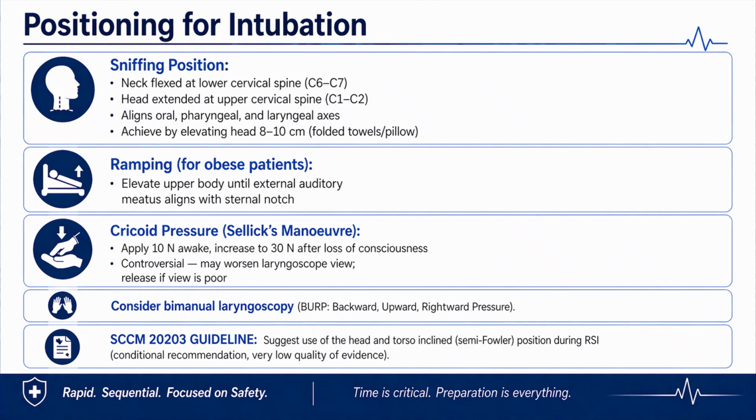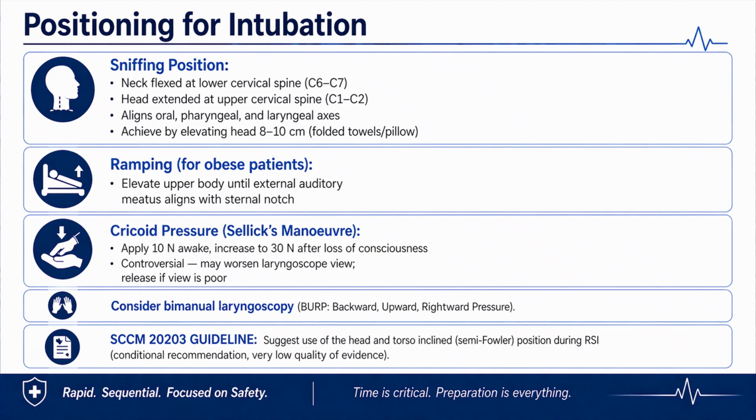Next is the ramping position. Ramping position is done in cases of obese patients, where you raise the upper body so that the external auditory meatus and the sternal notch are aligned in a horizontal straight line. Okay, then how do you do that? By putting pillows or towel rolls beneath the upper half of the body. We will see in the image later.